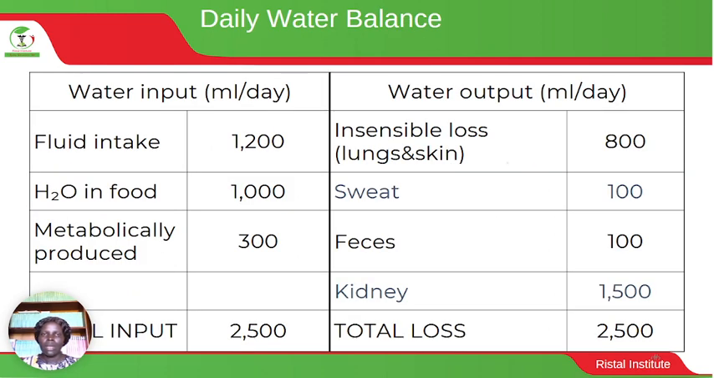So right there we have a table that is showing the daily water balance. We have one side for the water input, as we have discussed before, then also the one for the water output. So specifically those are the figures. In total, you can say that daily we have a water intake of 2,500 and also a water loss of 2,500. So in such a case, it means that the water is balanced in the body.